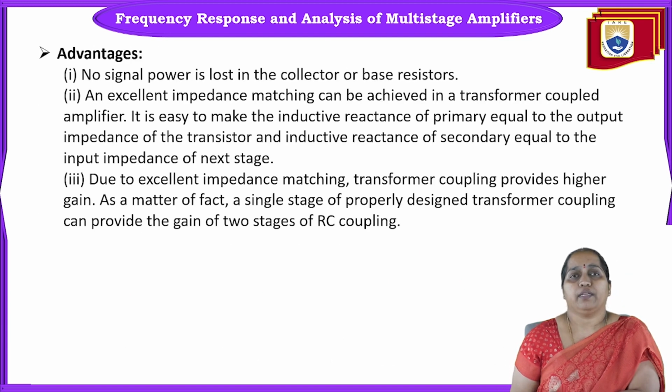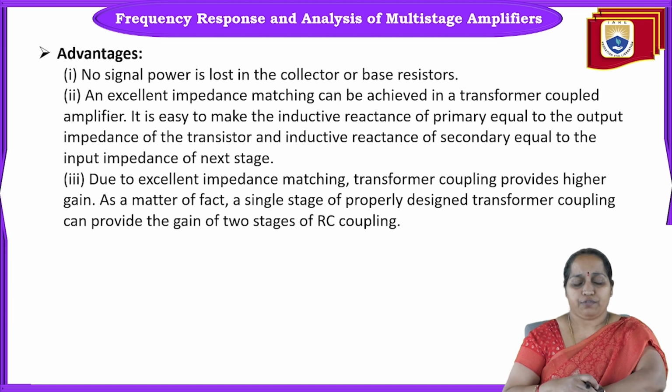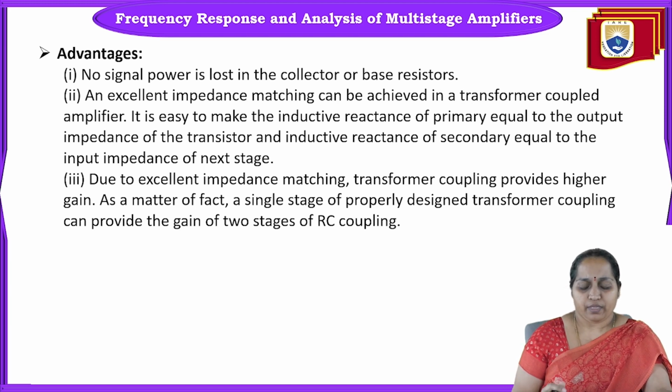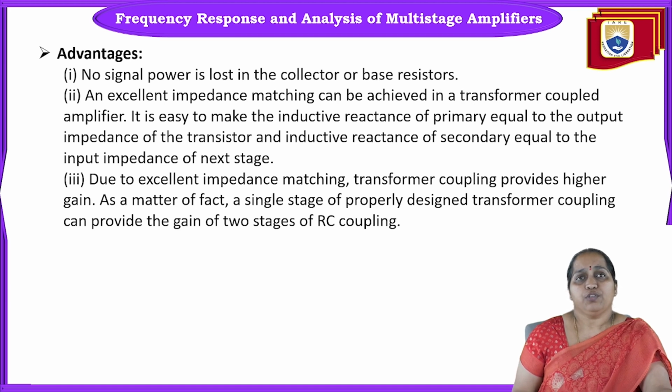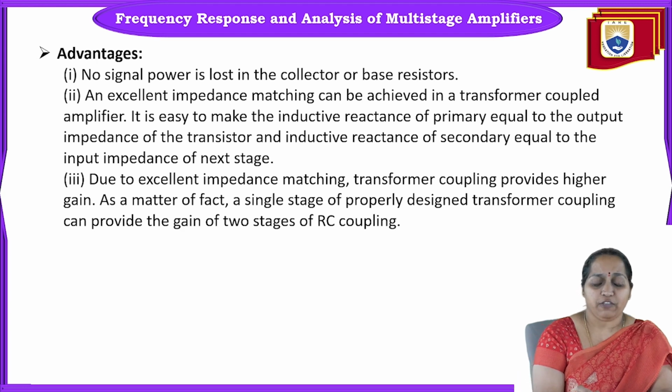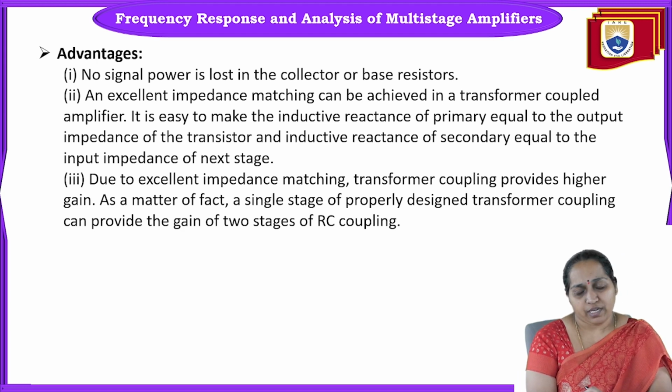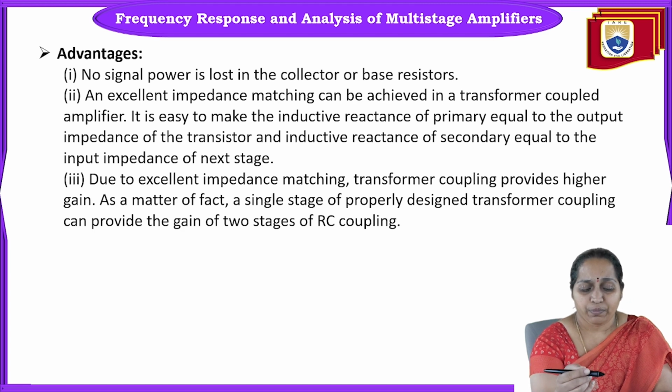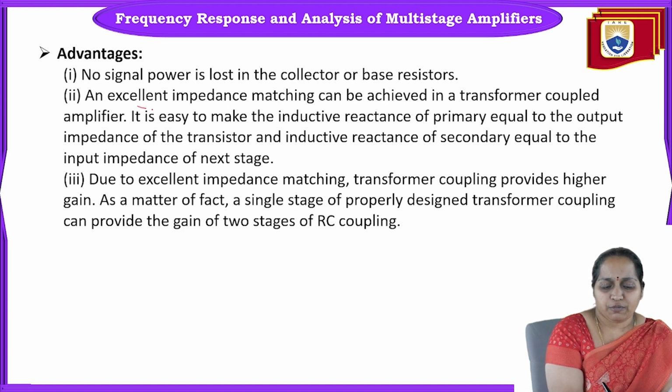Okay. Then coming to advantages of transformer coupled amplifier. So first thing is no signal power is lost in the collector or base resistors. That is, power loss is not there. And next, an excellent impedance matching can be achieved. One disadvantage of RC coupled amplifier was poor impedance matching. But coming to transformer coupled amplifier, excellent impedance matching is there, and no signal power is lost.